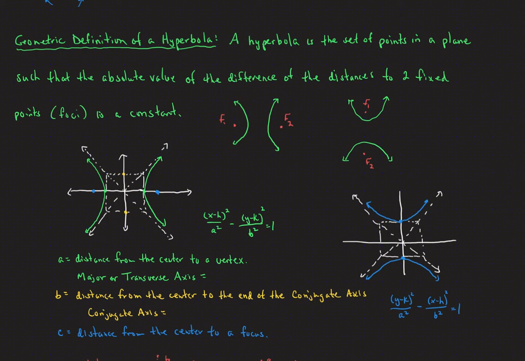So a hyperbola is the set of points in a plane such that the absolute value of the difference of the distances to two fixed points is a constant. Whew, that's a lot to digest. It looks something like this.